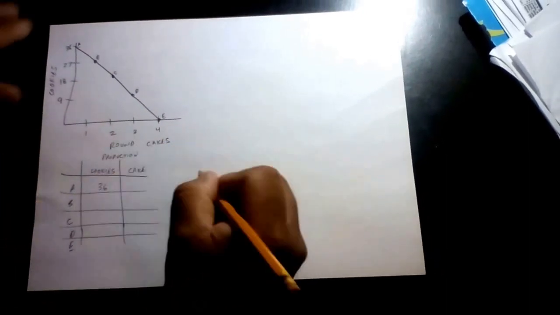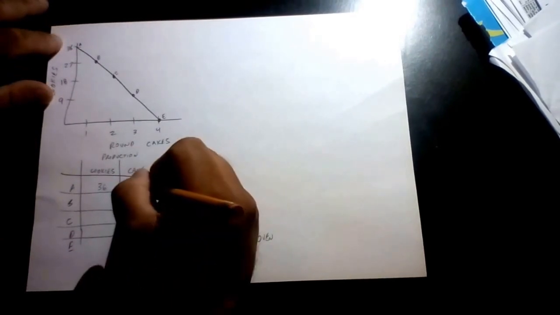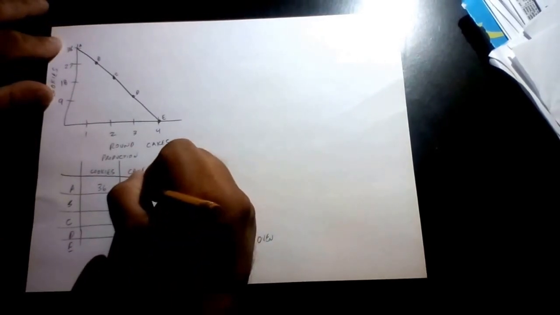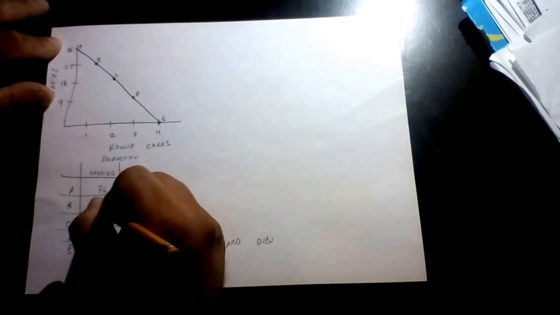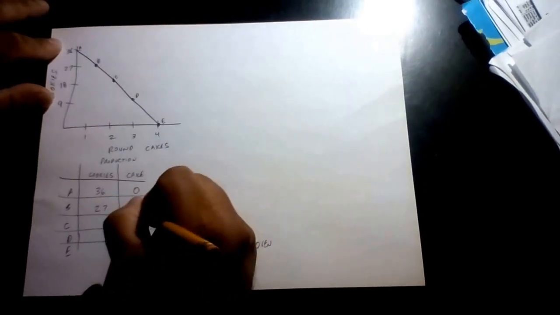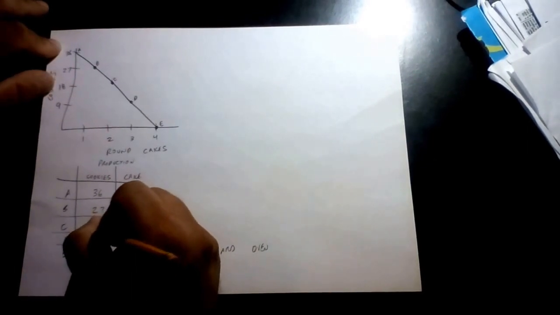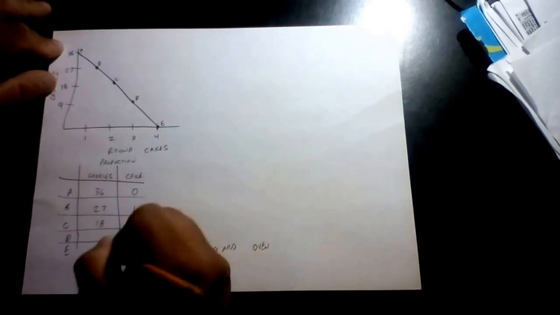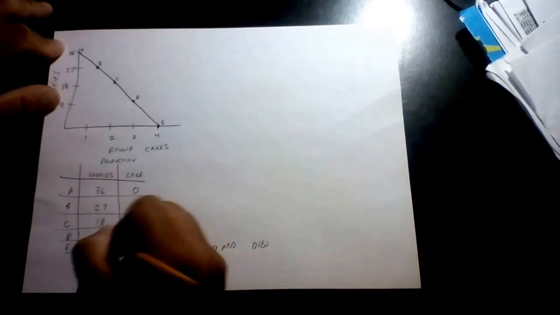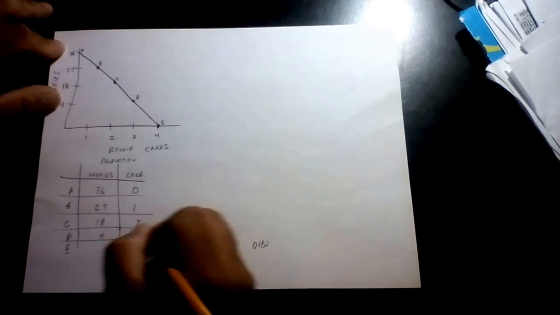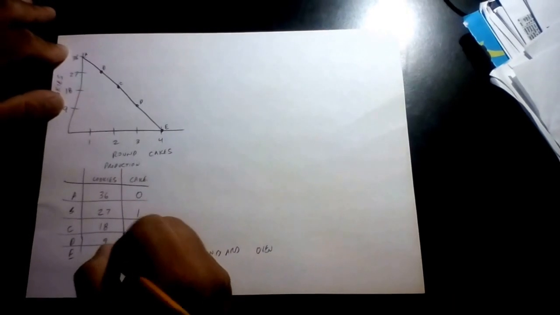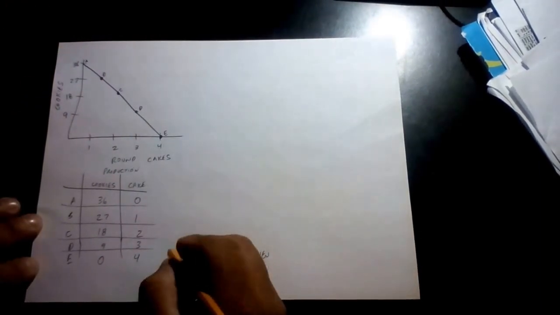So at point A, we have 36 cookies versus 0 cakes. At point B, we have 27 cookies versus 1 cake. At point C, we have 18 cookies versus 2 cakes. And so on. 9 is going to be a 9 to 3 ratio, and then 0 and 4 cakes. So 4 cakes is the maximum that I can make in 1 hour.